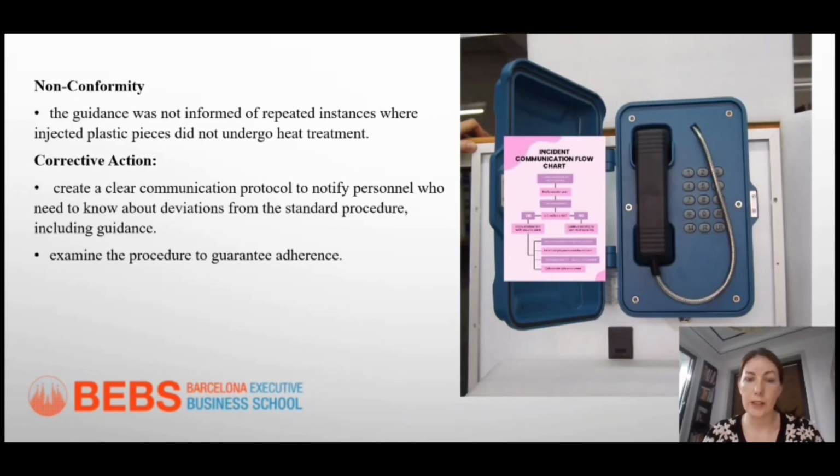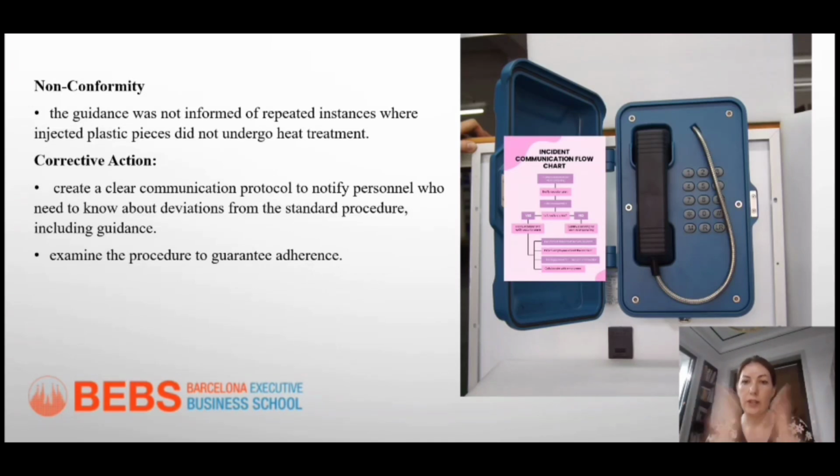In section number 3, we are looking at the ISO standards for continual improvement. The nonconformity was that when these plastics didn't undergo the proper heat treatment, the necessary guidance wasn't informed about this. So the corrective action in this case is to create a clear communication protocol.